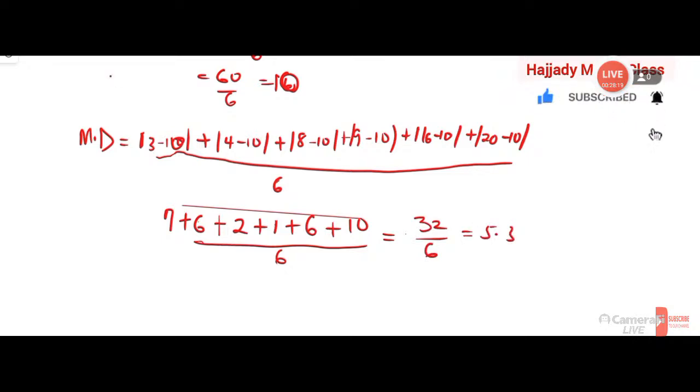So that should be our mean deviation. And what's the purpose of mean deviation? This is to see how far our observations are from the average. That is the purpose of mean deviation.